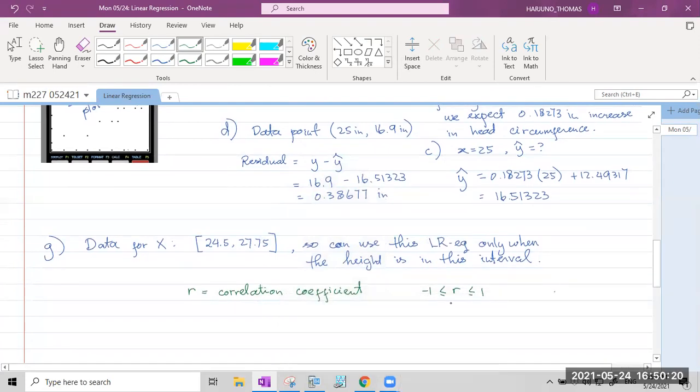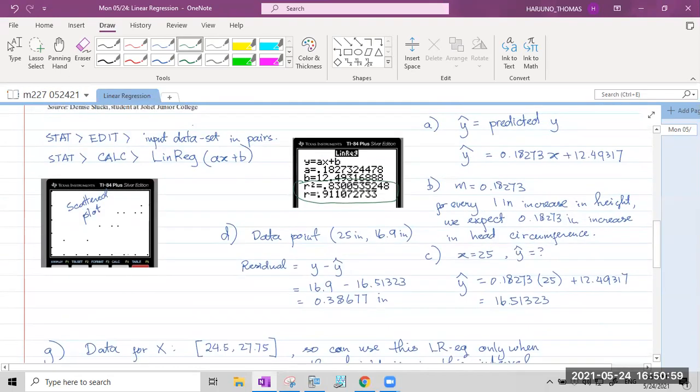With the following rule: if r is positive, it means X and Y are positively correlated. It means if X increases, then Y increases. So in this case, you see r is 0.911, right? 0.911 means it is positive. Then if the child grows taller, we expect the head circumference will also increase. You see what I mean?